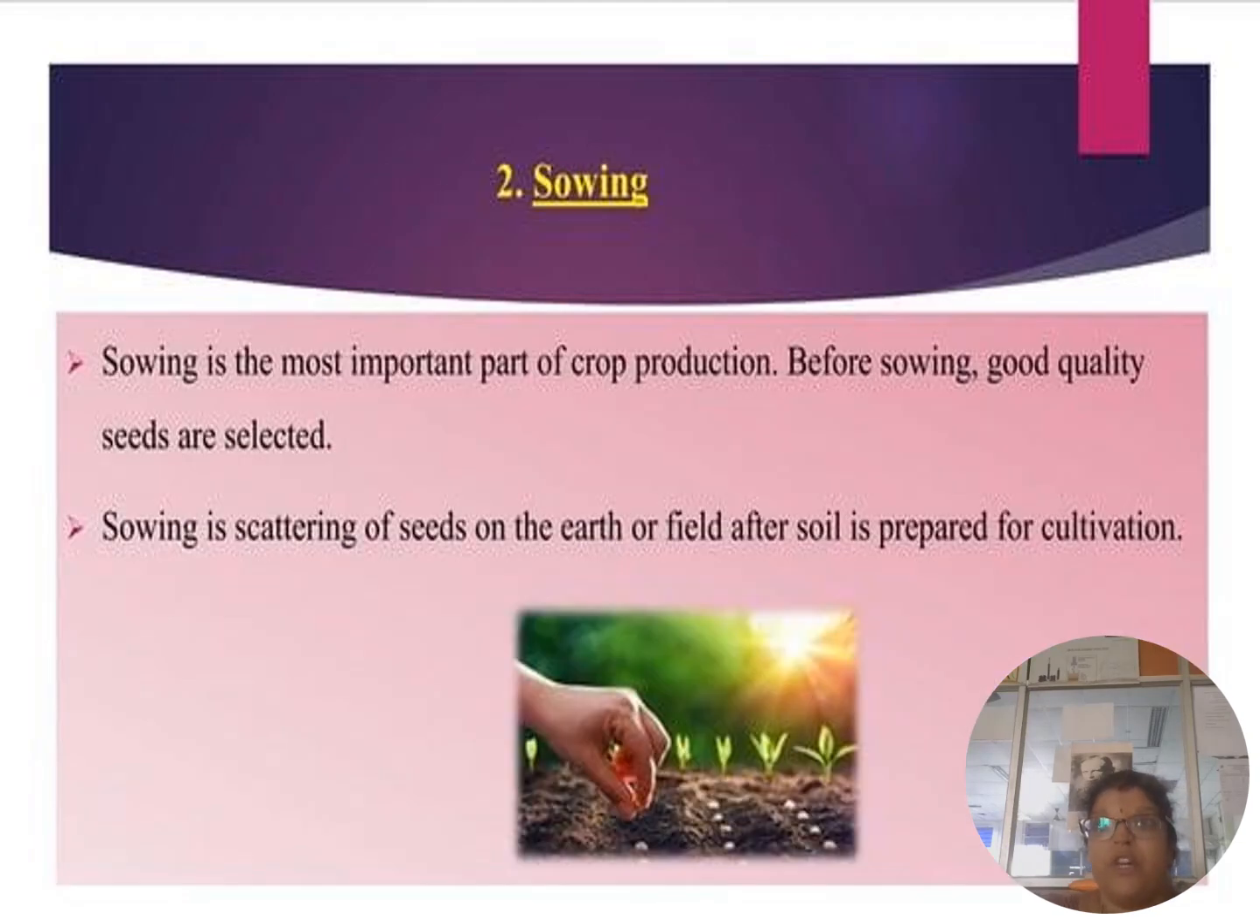So next we go for seed sowing. That is the most important part of crop production. Before sowing, we have to select good quality seeds. Then the seeds are scattered on the field after the soil is prepared for cultivation. So seed is a very basic material for cultivating our crops.